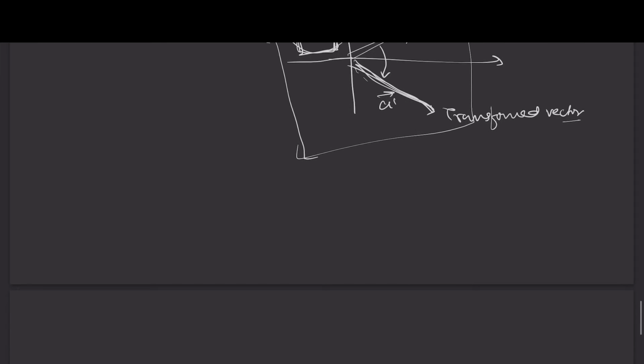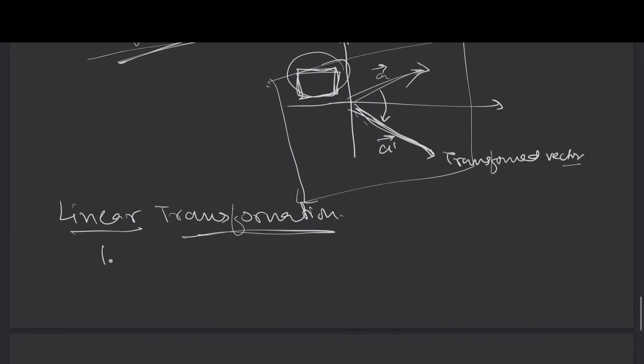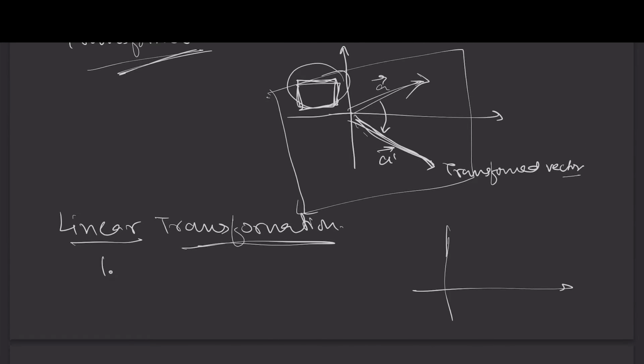So what is a linear transformation? For a transformation to be linear, it must follow two things. First is that all the lines must remain lines. That means if we have some shape in our coordinate axis, after applying the transformation, these lines must remain lines. Let me try to make a square in here. So this line must remain a line.